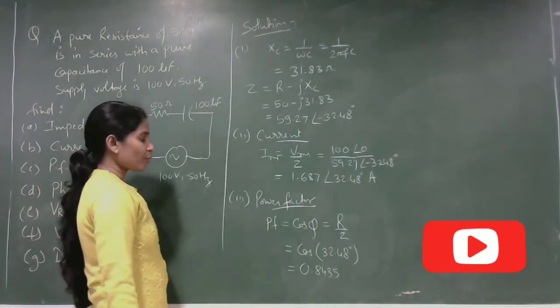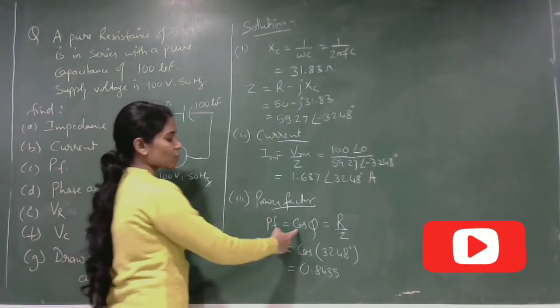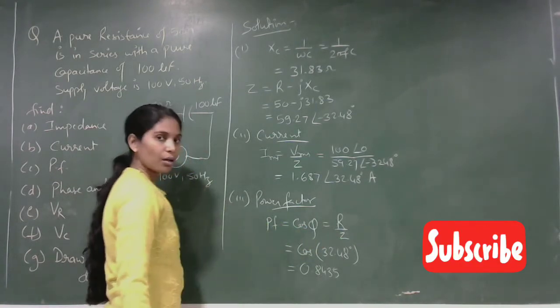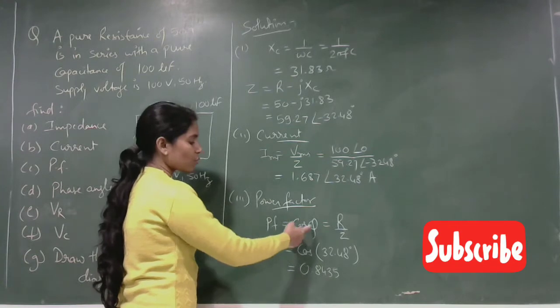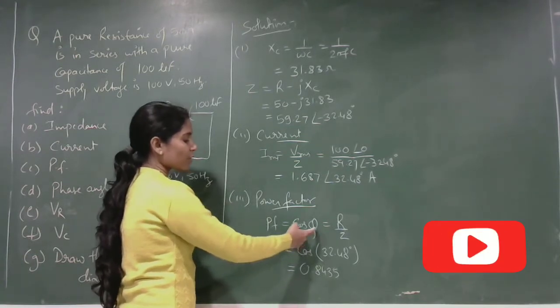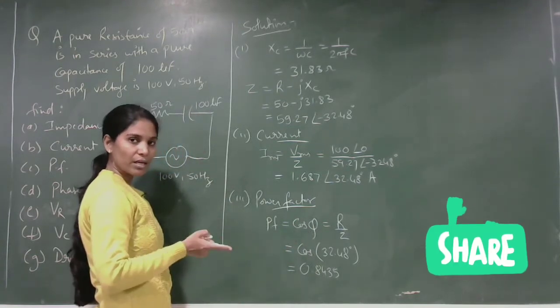So this is the calculation for power factor. Power factor can be calculated as cosine of phi or R by Z. Here I have used the cos phi formula. Phi represents the phase difference between voltage phasor and current phasor.